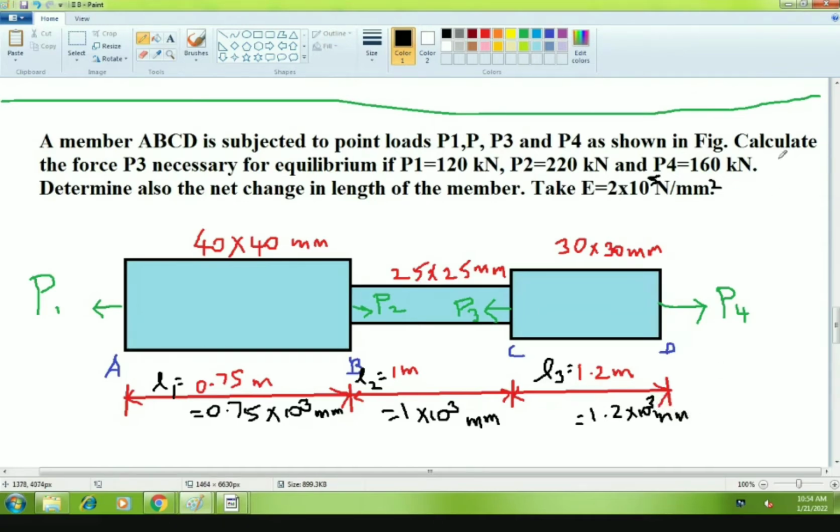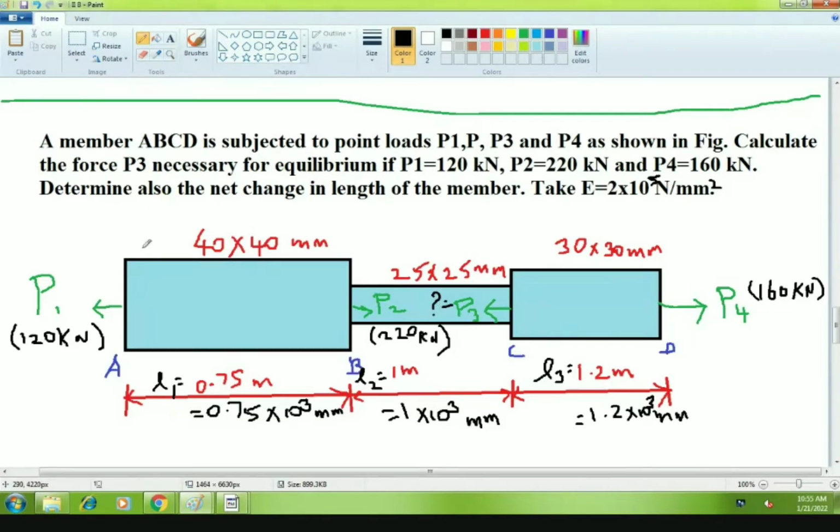And then P4, how much? 160 kilonewton. I won't convert into Newton now. Later I will convert, because when we calculate P3 some little bit confusion is there. To avoid that, I can keep it as it is, then we can substitute kilonewton to Newton. P2 is 220. P3 we don't know, so I put a question mark.